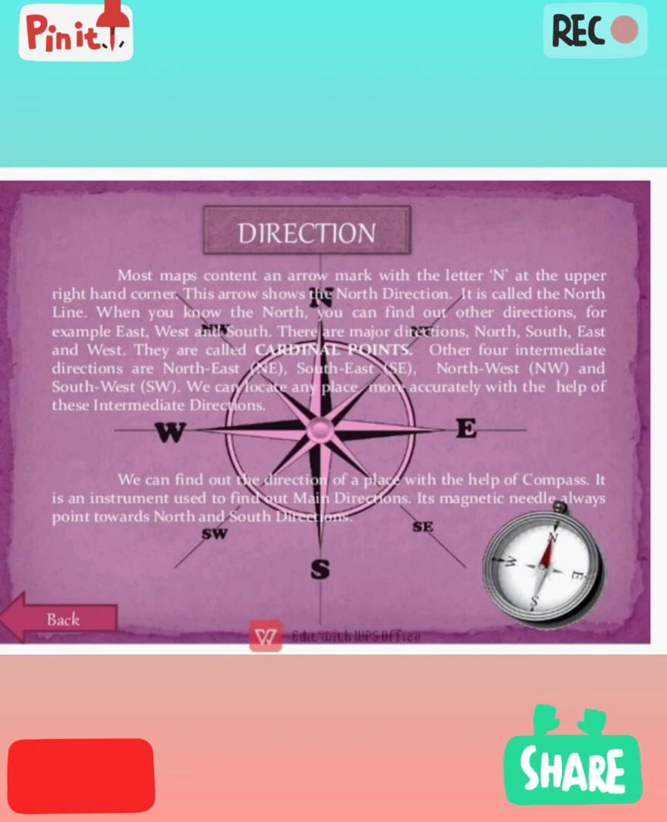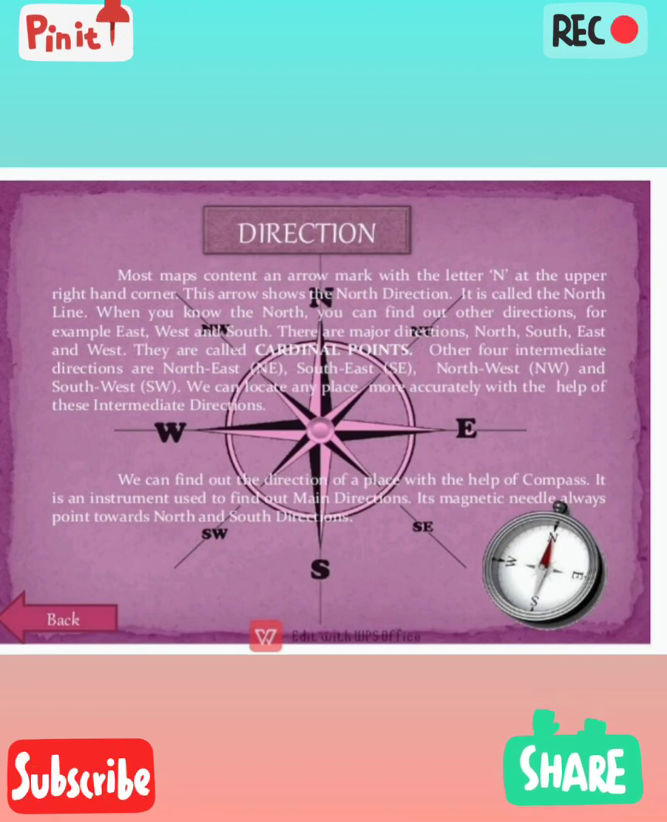Now direction. Most maps contain an arrow mark with the letter N at the upper right hand corner. This arrow shows the north direction. It is called the north line. When you know the north, you can find out other directions as well, for example east, west and south. These are the major directions: north, south, east and west. They are also known as cardinal points. The other four intermediate directions are northeast, southeast, northwest and southwest. We can locate places more accurately with the help of these intermediate directions.